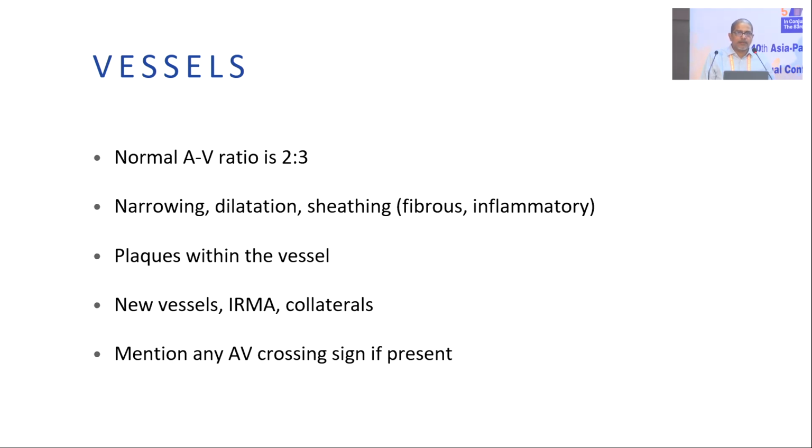And if there is any sheathing, tell them whether it is a sclerosed vessel or arteriosclerosis, or it's an inflammatory sheathing. Just don't say sheathing. Tell what type of sheathing it is. So again it will be descriptive of what the pathology is behind that. And if there are any Hollenhorst plaques, say it's an intra-arterial Hollenhorst plaque.